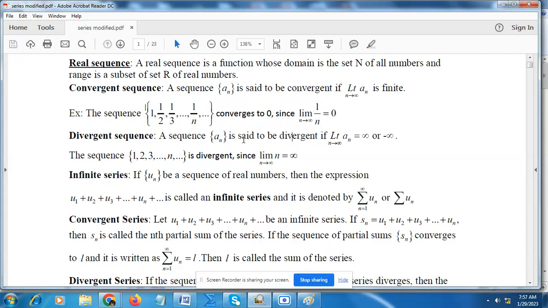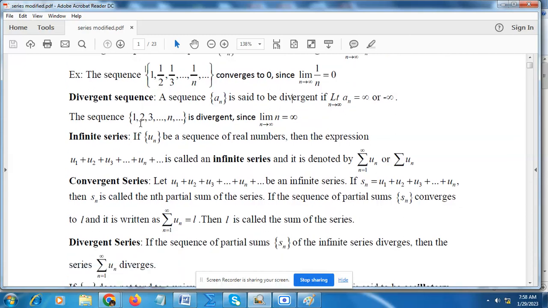A sequence an is said to be divergent if limit an as n tends to infinity is infinity or minus infinity. If the nth term of the sequence as n tends to infinity goes to infinity or minus infinity, then we say that it is divergent. Take for example, 1, 2, 3, and so on is a sequence whose nth term is n. Here the nth term as n tends to infinity goes to plus infinity. So it is divergent.